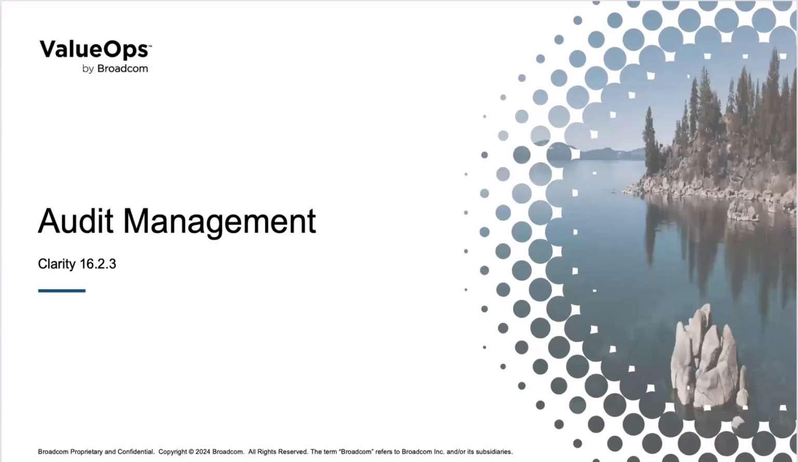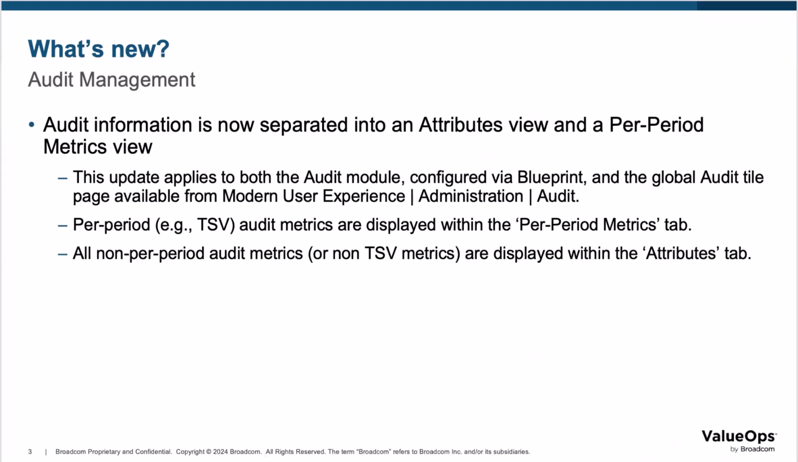In this section, we'll review updates to Clarity's audit management capabilities in the context of the modern user experience. So, what's new? Audit information is now separated into an attributes view and a per period metrics view. This update applies to both the audit module, which is configured via Blueprint, and the global audit tile page available from the modern user experience administration and the audit tile.